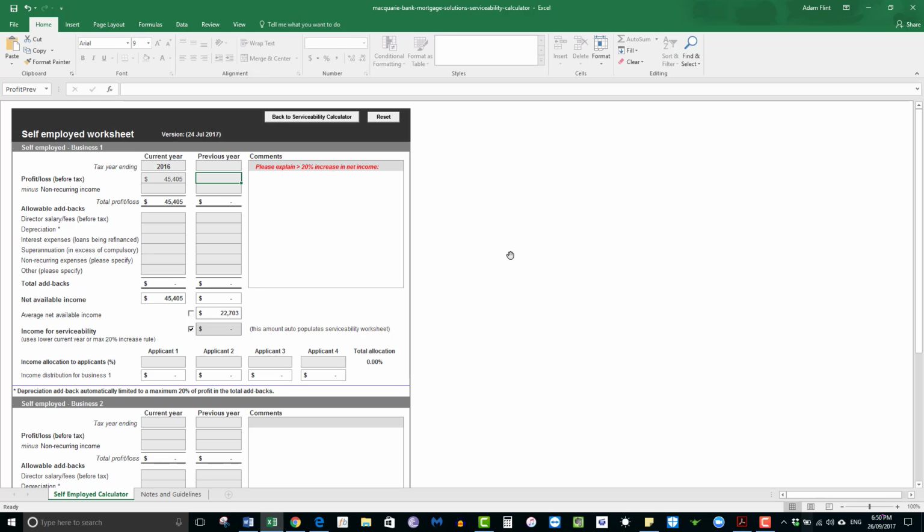The next field is minus non-recurring income. Generally speaking, this isn't in all tax returns. It's a one-off payment you won't receive again, like a government grant. In this case, we'll leave it blank.